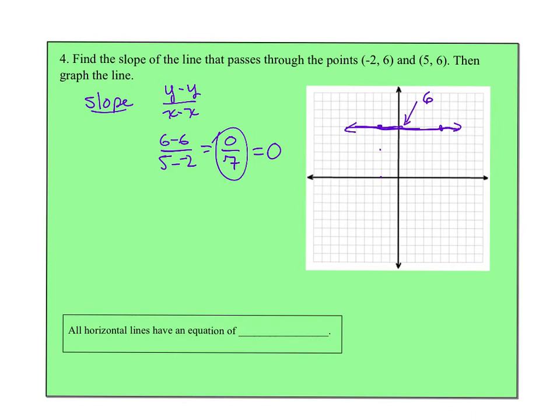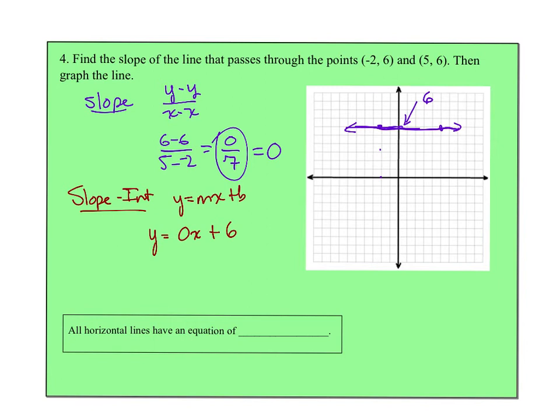Okay, so now let's put this into slope-intercept form and just see what happens. If I go y equals mx plus b, so y equals 0x, I know that it crosses at 6.